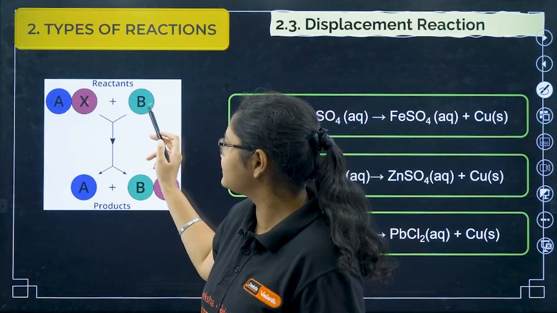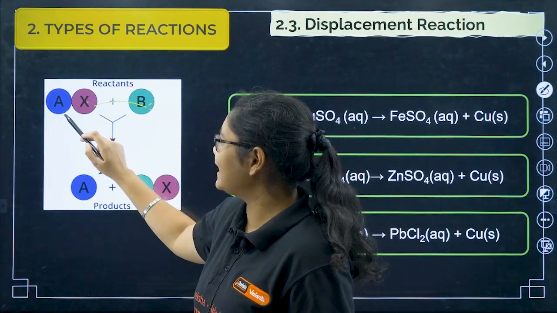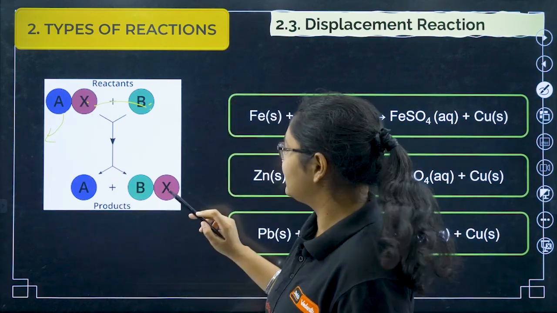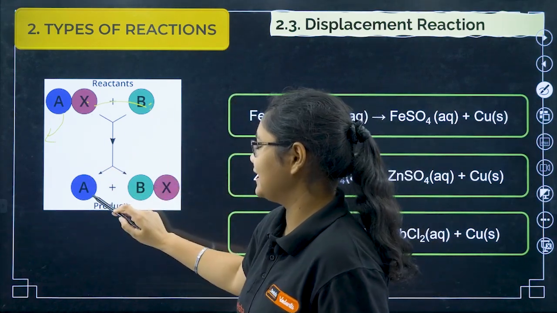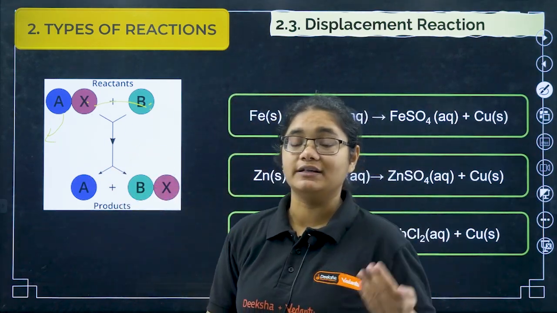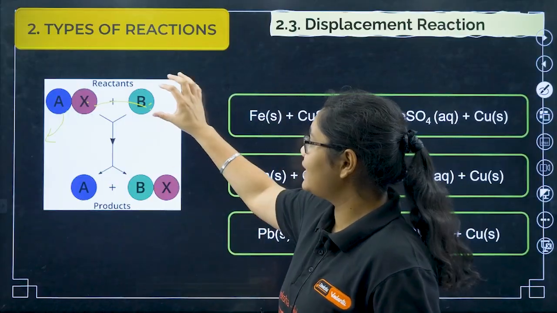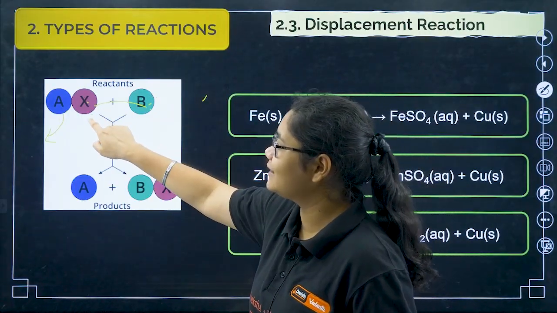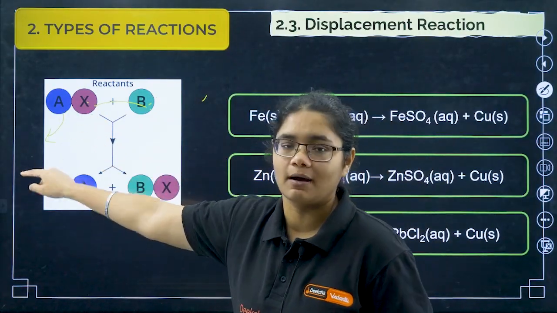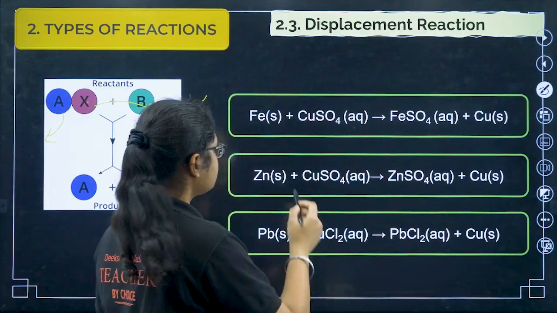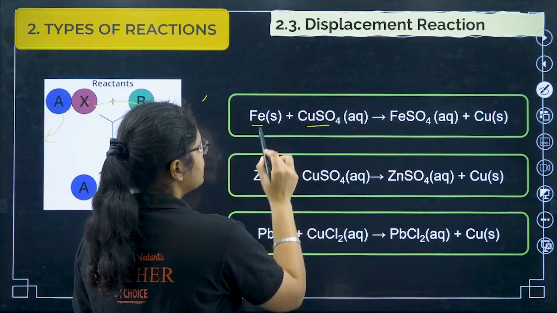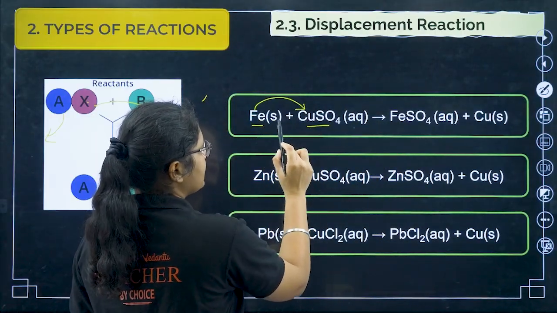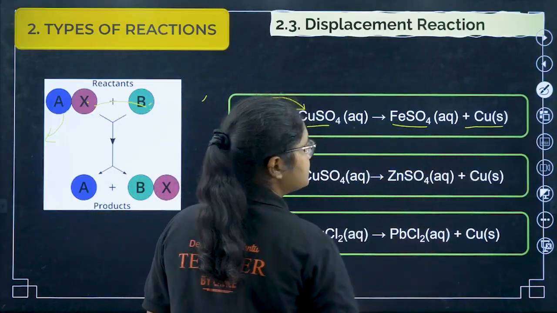Okay, so what does this B do? It reacts with X and A goes out. So we get BX plus A. Such types of reactions are called displacement reactions, where one element replaces another element from a salt or from a compound. Examples: Fe plus CuSO4. So Fe will replace this copper and you will get FeSO4 plus Cu.